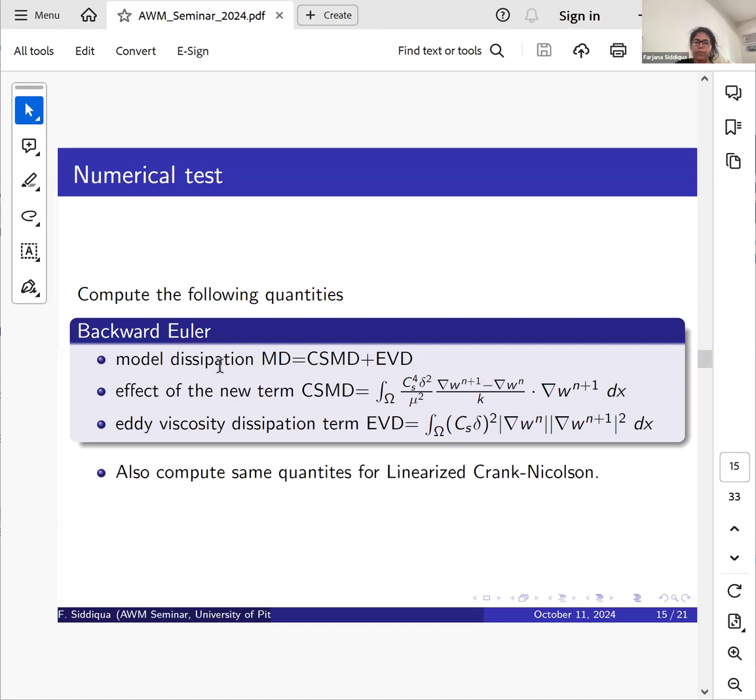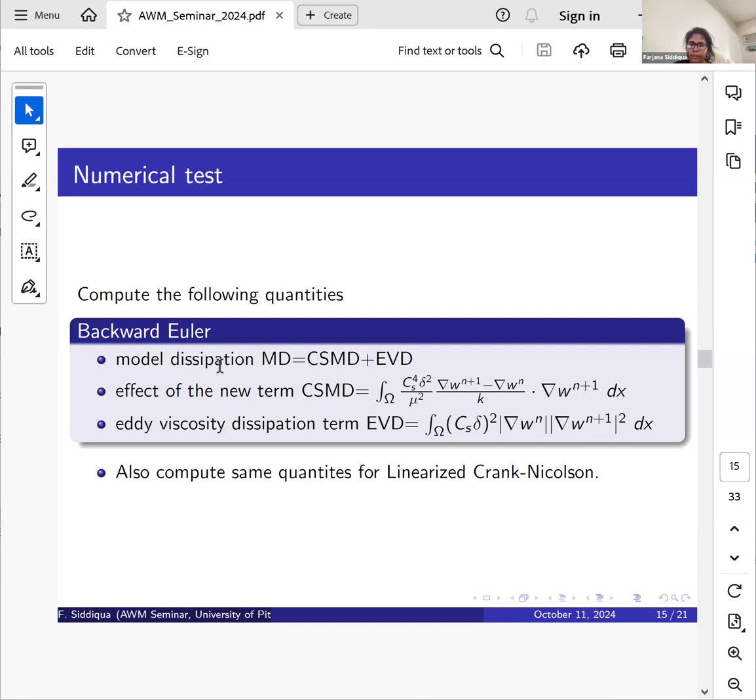The first quantity is called model dissipation, denoted by that. The second quantity is the effect of the new term. That means the new term in our corrected Smagorinsky model gives us this effect, along with the overall eddy viscosity term. Our goal is to check whether the model dissipation is negative or not. Usually it can be positive or negative. When positive, it means it aggregates energy from mean to fluctuation. But we are looking for negative model dissipation, in the sense that energy is being transferred from fluctuation to mean.